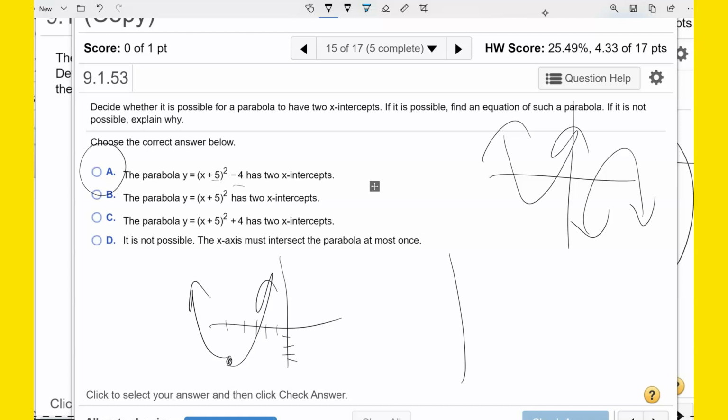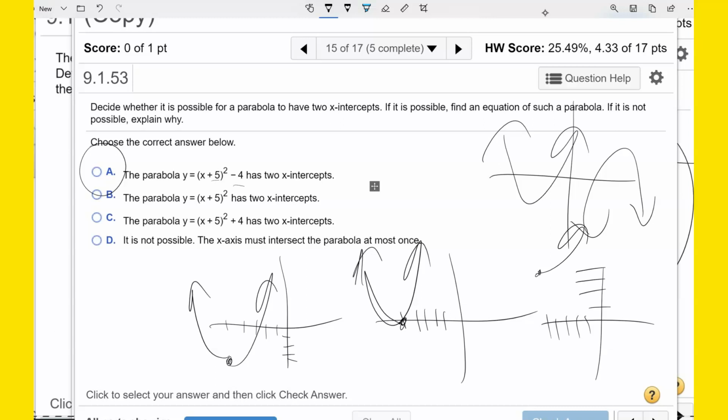Choice B, the vertex is right here. It only has 1 x-intercept, so no. Choice C, negative 4, is right here. It has no x-intercepts. Choice A is the correct answer here. Let me go type it in.